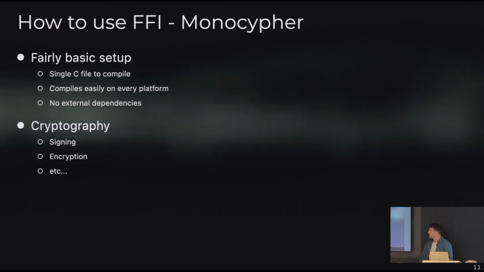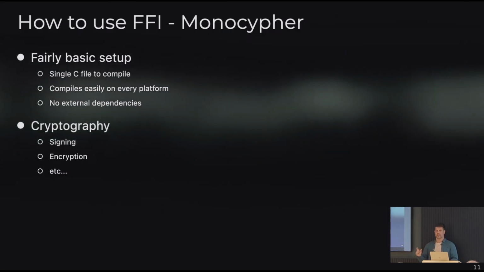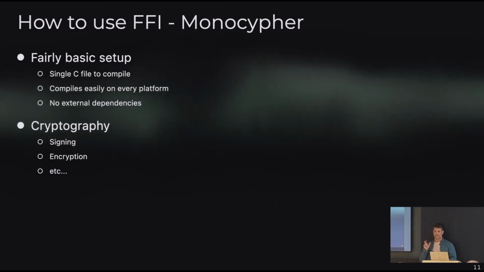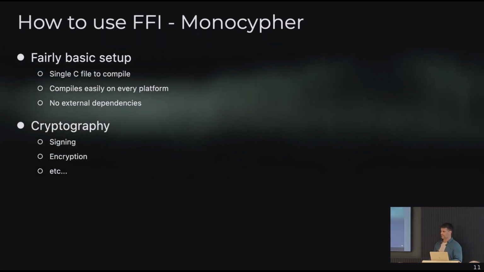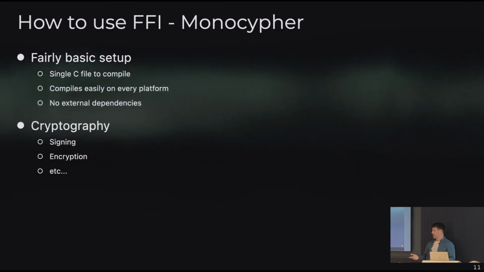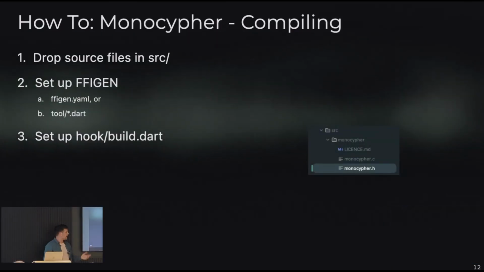So the first example I'm going to do is for a very simple cryptography library called MonoCipher. If you want to do secure communications, it's a really simple way to do it. It's a single C file. You don't have to have a bunch of dependencies, so that's why I chose it for this example. It compiles on every platform. It's easy to use. So to compile it is actually quite simple.